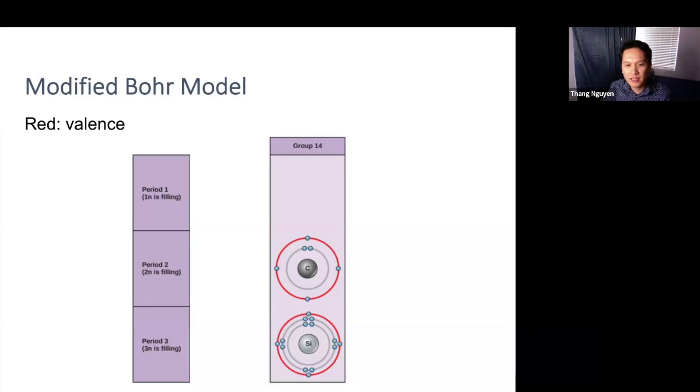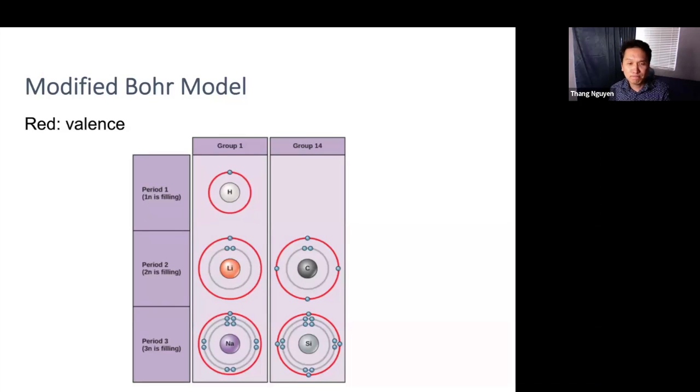Let's take a look further at other examples. So we have here group 1. Guess how many valence electrons group 1 has? It would have 1 valence electron. Very good. You can see here, hydrogen has 1 electron on the first level. Lithium has 3 electrons, so it has 2 in the first level. So the last one must exist on the last outermost level, level 2 there. And then so on with sodium.